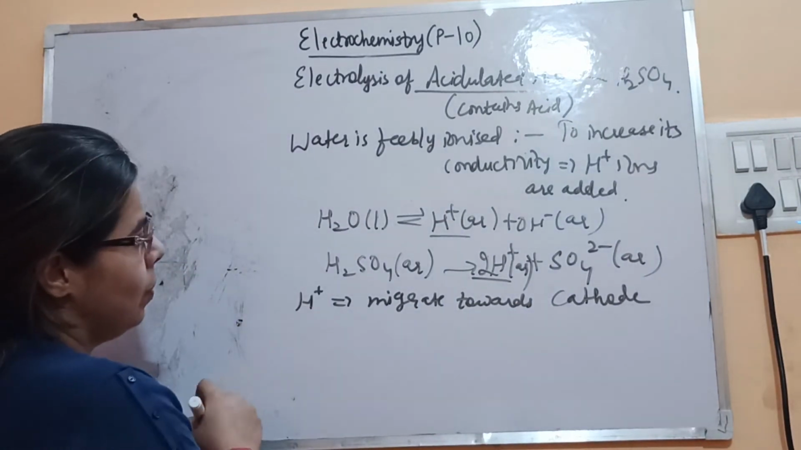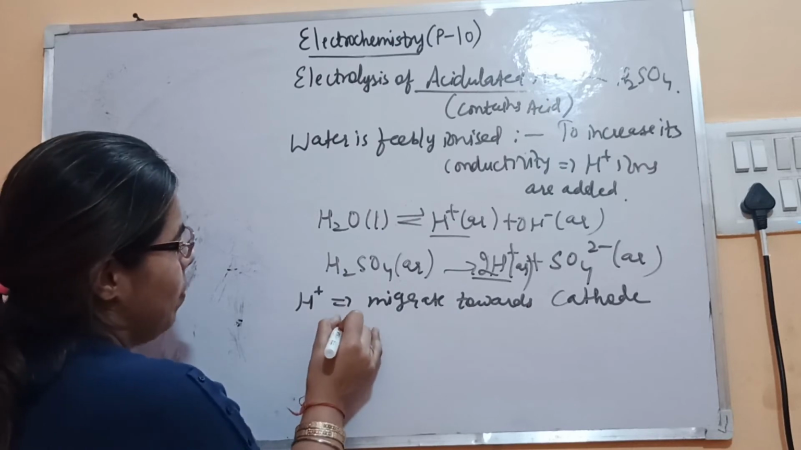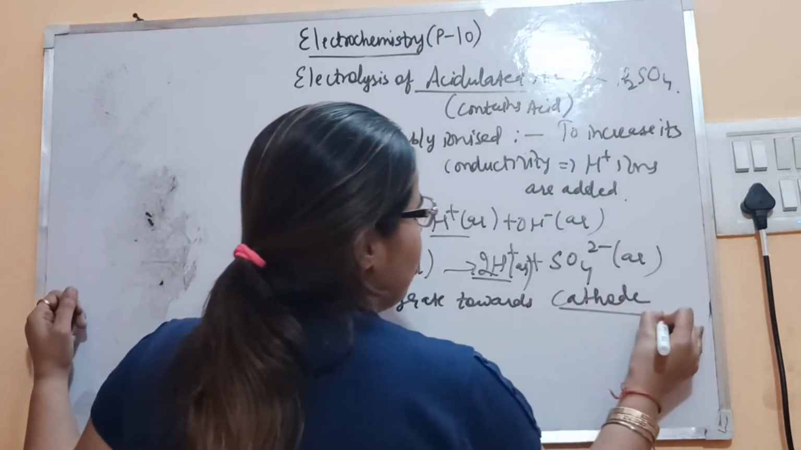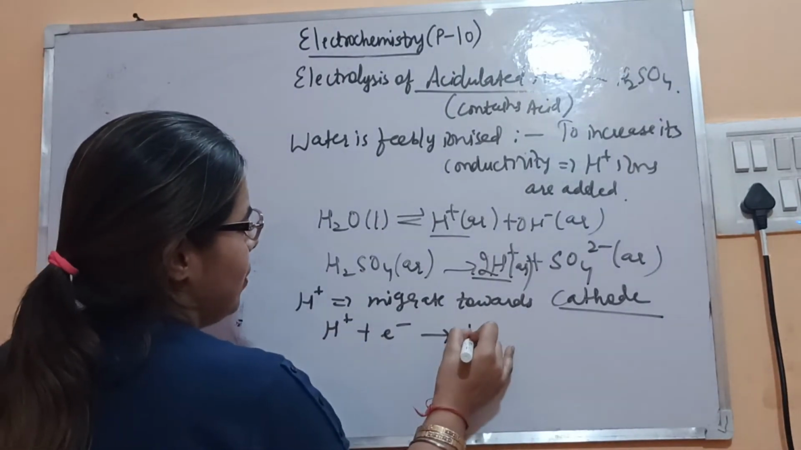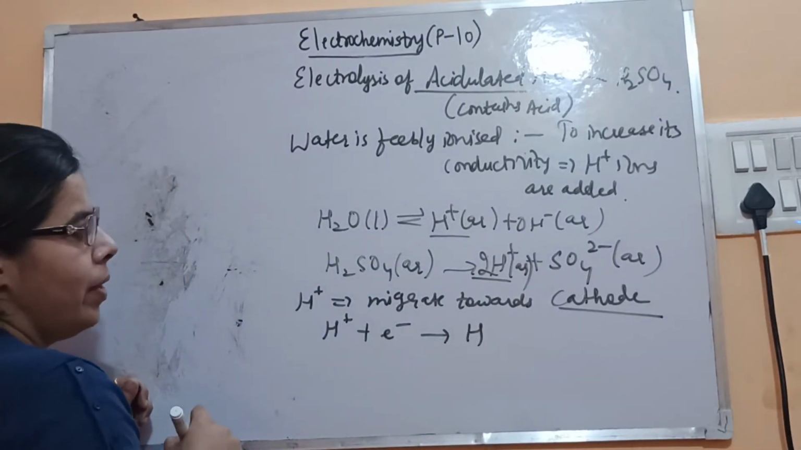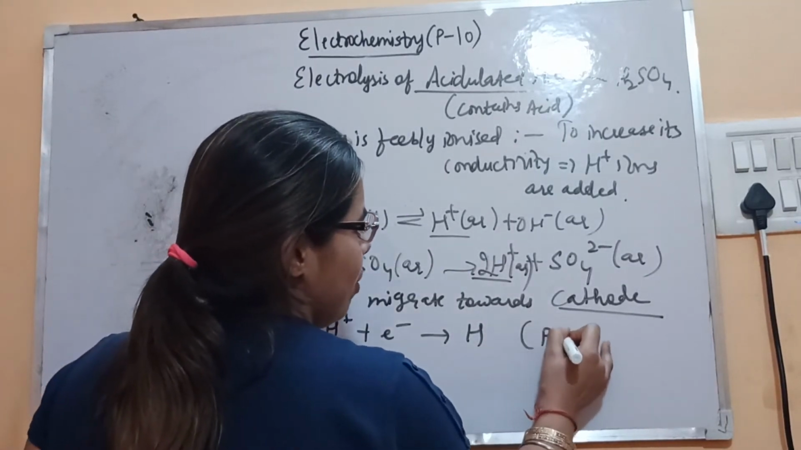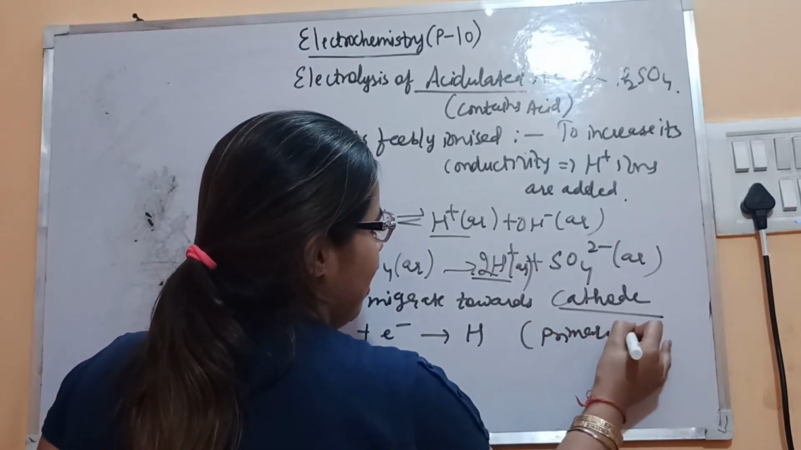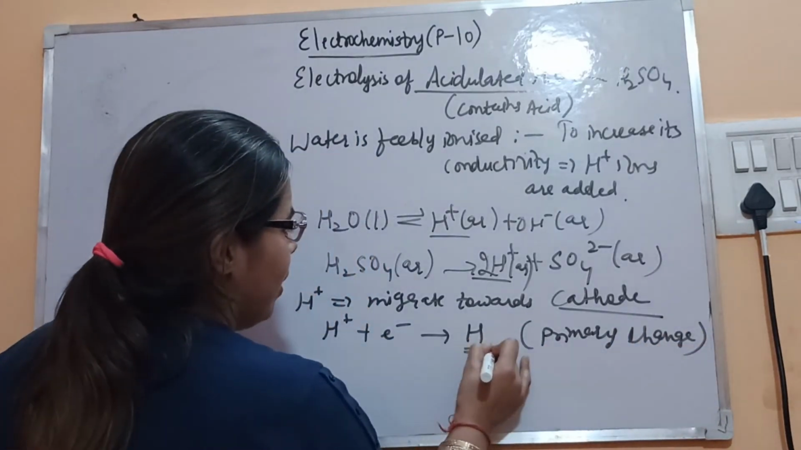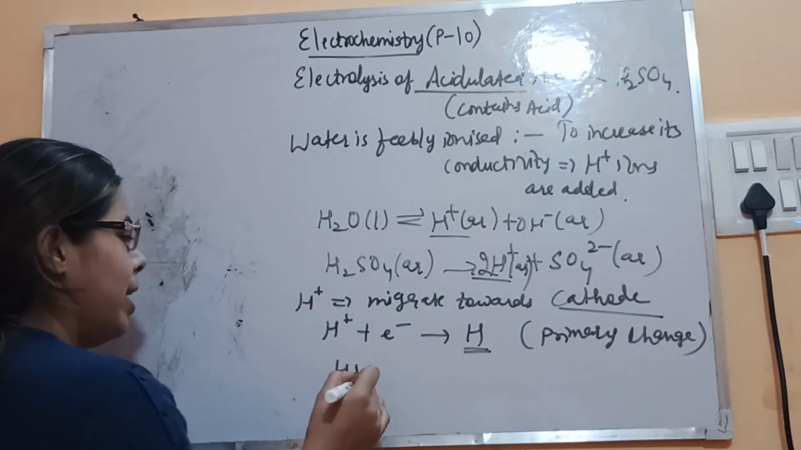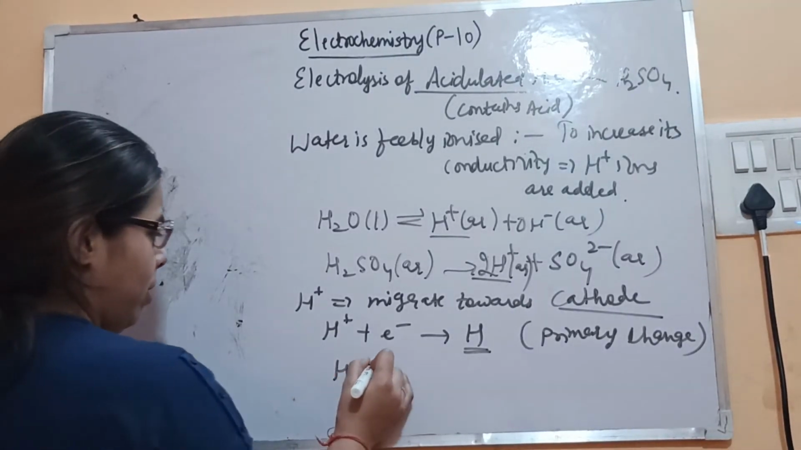Fine. So what gets evolved there? H plus at the cathode, reduction. So it will accept the electron and gives you H. Here it is becoming neutral by accepting the electron. So this process is your primary process, as we have seen in the electrolysis. Primary change. Now this neutral species, again it remains as such, or it will further take part in the reaction.